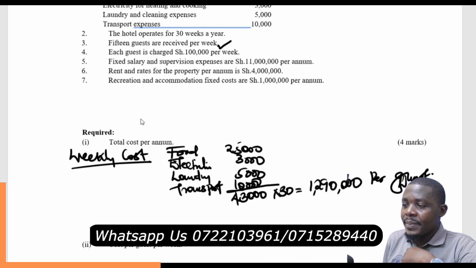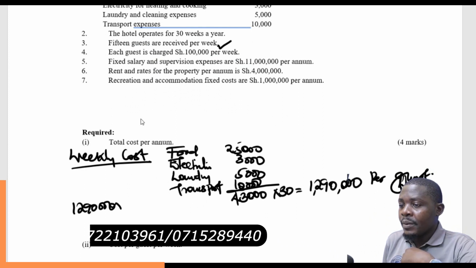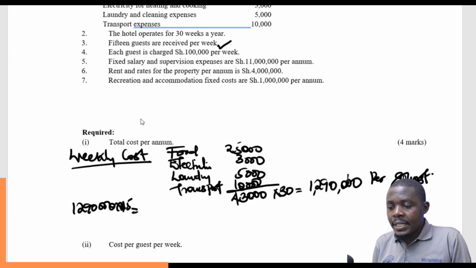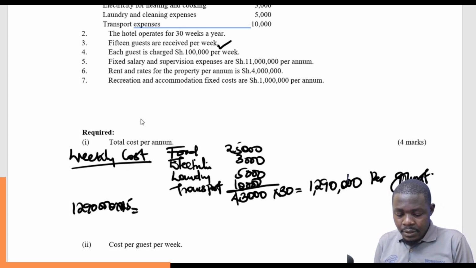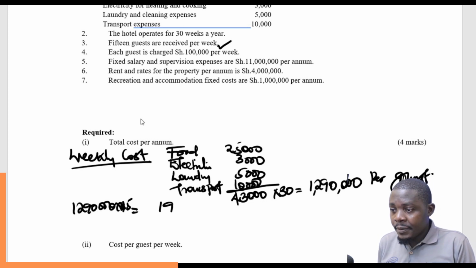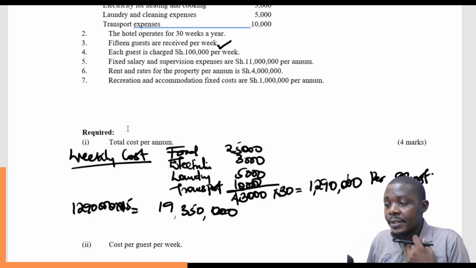Now we just take this particular amount, 1,290,000, and multiply by 15. What we get is 19,350,000.